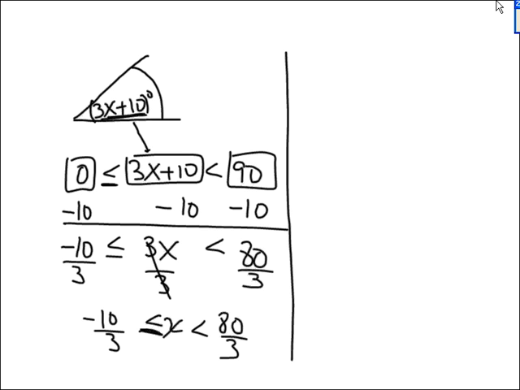Suppose you now have an obtuse angle. That's any angle that's between 90 and 360. It cannot equal 90, and it cannot equal 360. Suppose we call the angle 2x minus 5. And all we know is it's obtuse.